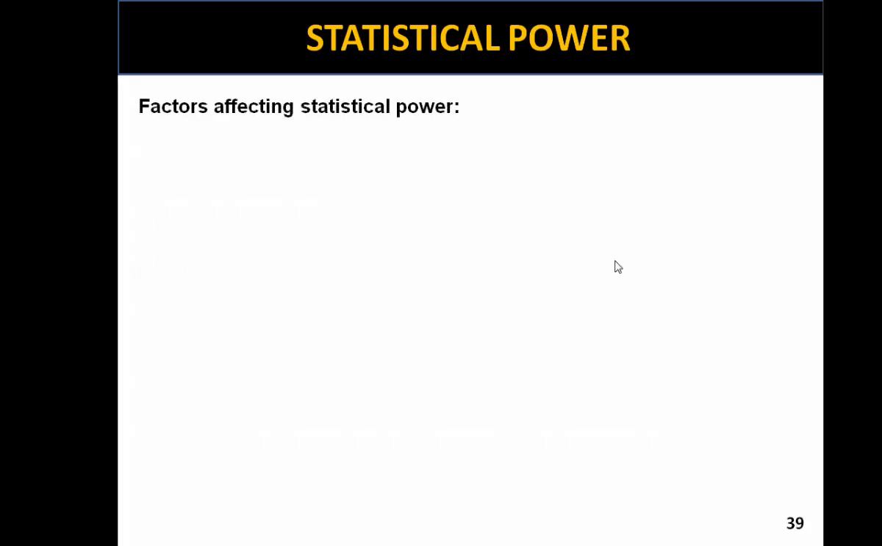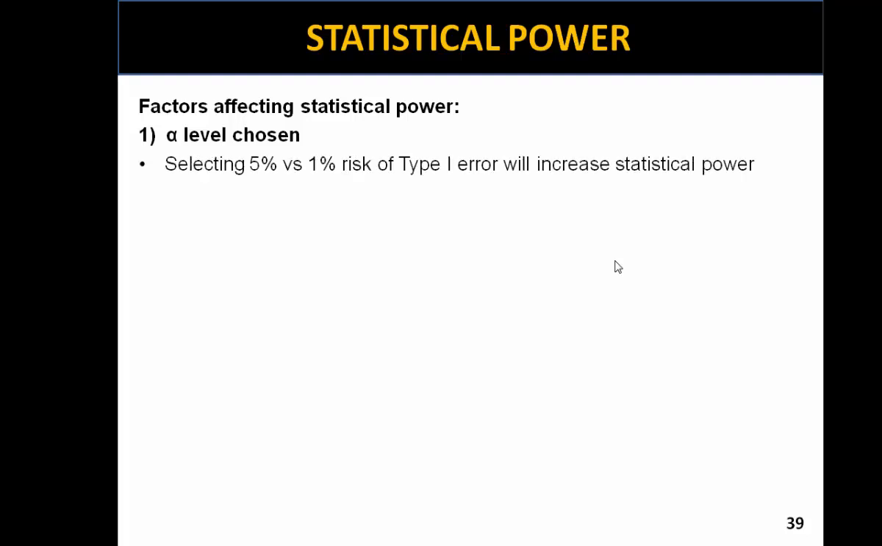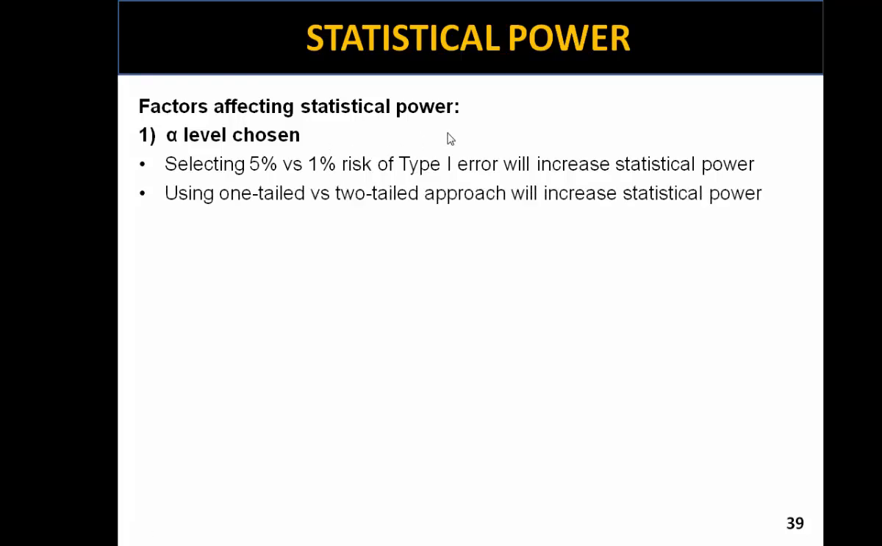But there are different factors that affect statistical power. The first factor is the alpha level that is chosen. Most often, a 5% risk of committing a type 1 error is the level of risk that many research studies take. If the consequences of a type 1 error are much more severe, then researchers will often select a 1% level of risk.